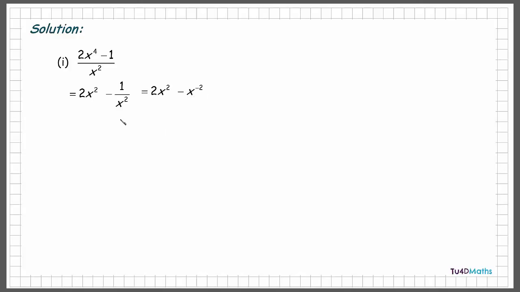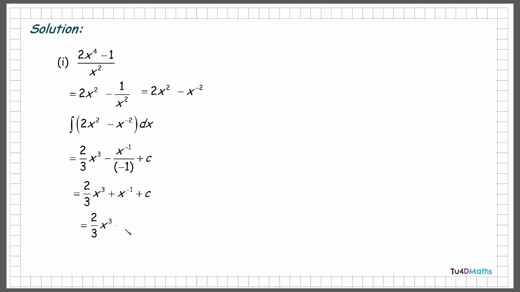So we now need to integrate this function. So as before, add 1 onto the power and divide by the new power gives 2 over 3 times x cubed. And adding 1 onto minus 2 gives minus 1, and dividing by minus 1 gives the following. And minus by minus 1 is plus 1, and x to the power of minus 1 is 1 over x. So the integral of this expression is 2 over 3 x cubed plus 1 over x plus c.